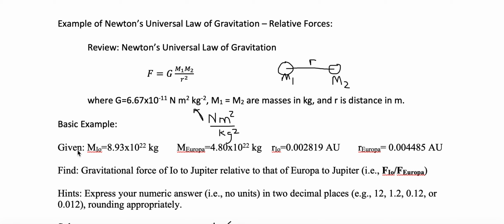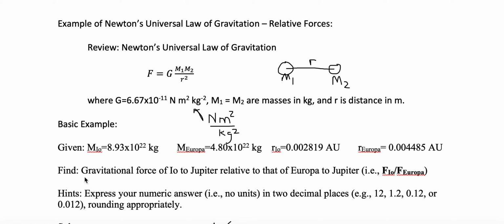We're given in our example the mass of Io is 8.93 times 10 to the 22 kilograms. The mass of Europa is 4.80 times 10 to the 22 kilograms. The radius of Io to its host planet is 0.002819 AU, and the radius of Europa to its host planet is 0.004485 AU. And r is a separation distance.